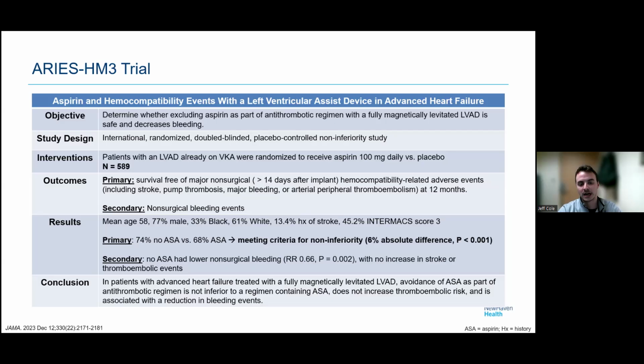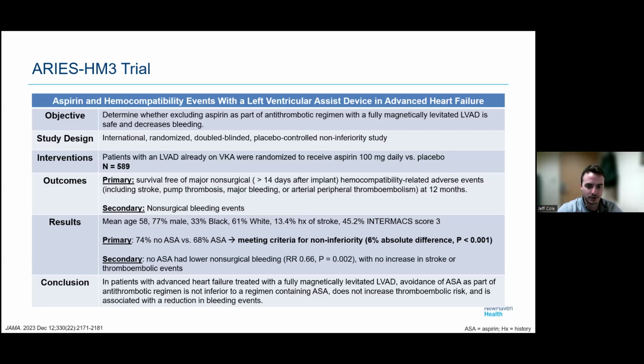And for secondary outcomes, no aspirin had lower non-surgical bleeding, and there was no increase in stroke or thrombotic events. Overall, it was a really strong study with a large sample size of patients, which is not the case for some of the other studies I'm going to talk about. It enrolled patients in 9 countries across 51 centers, so it has good external validity and good clinical applicability.